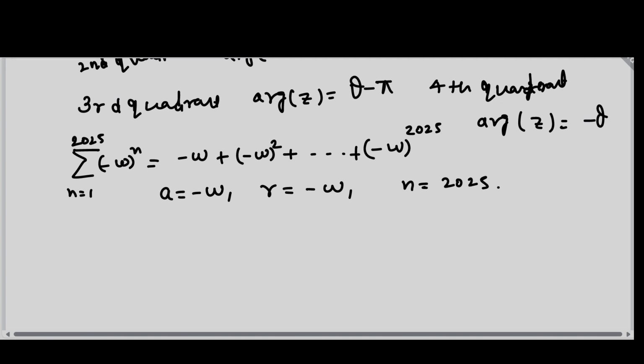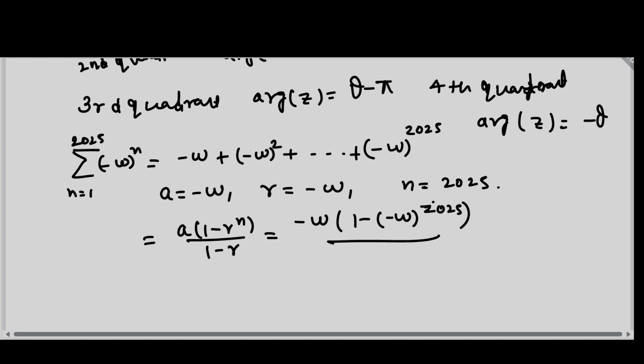So the sum is equal to a times 1 minus r raised to power n over 1 minus r. This can be written as minus omega times 1 minus (minus omega) raised to power 2025, over 1 minus (minus omega), which is 1 plus omega. Since 2025 is an odd number, minus omega raised to power 2025 is negative of omega raised to power 2025.